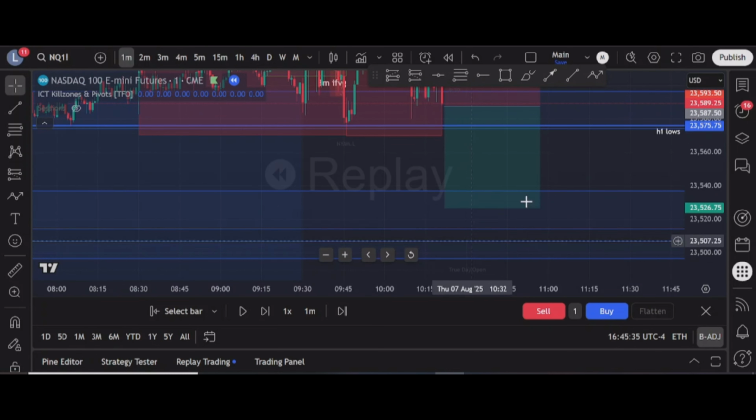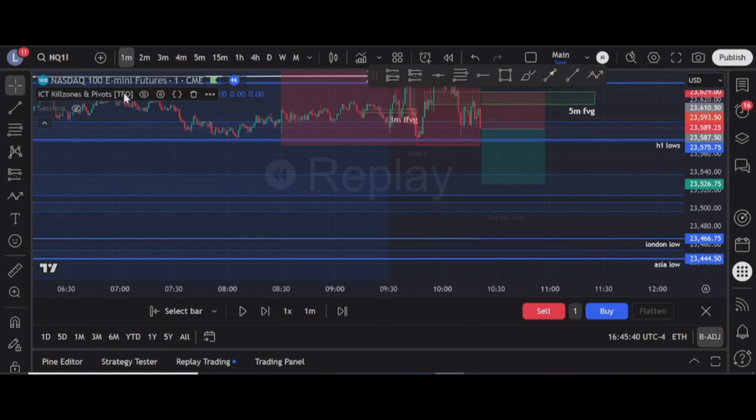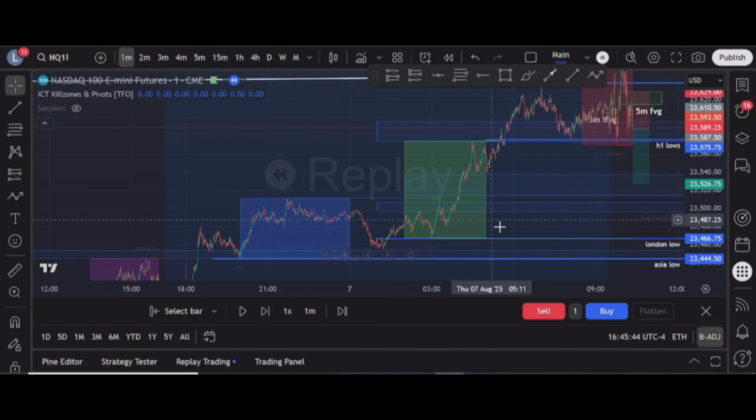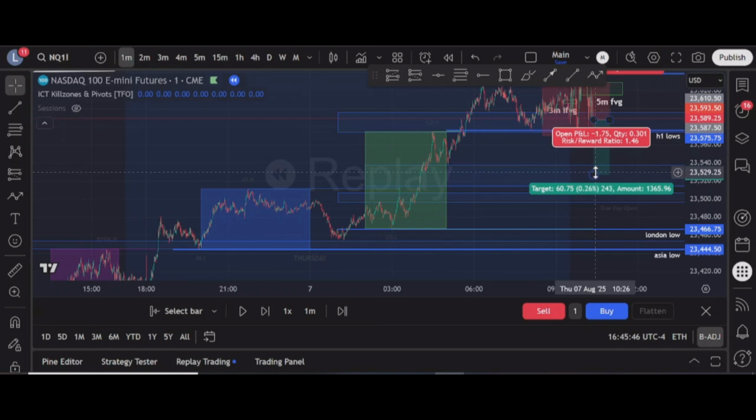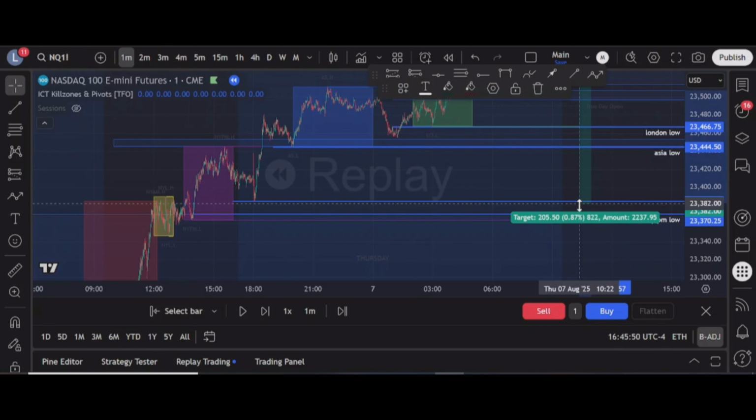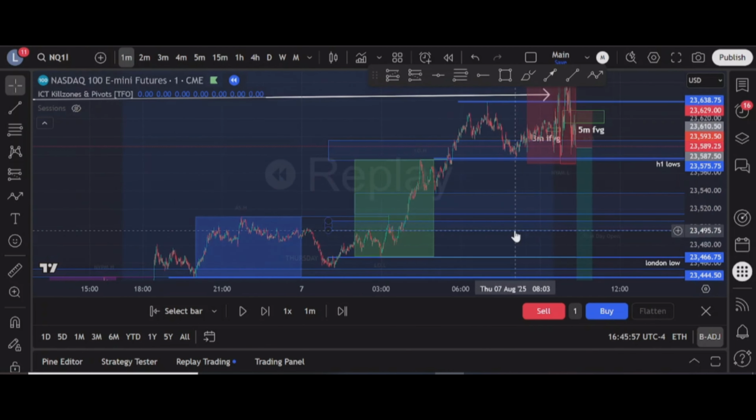I ended up closing it a bit early, but regardless of this, if you want to hold this and you believe in this trade going down, put the kill zones indicator on, and you can target all this open liquidity. You have London low, you have Asia low, you have all the way down to this gap. Like I said, when you have all of this resting liquidity above a fair value gap, price is usually just going to aggressively run through this.